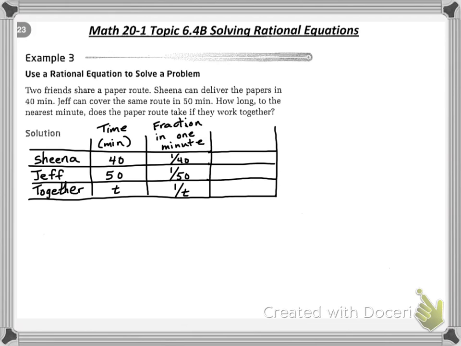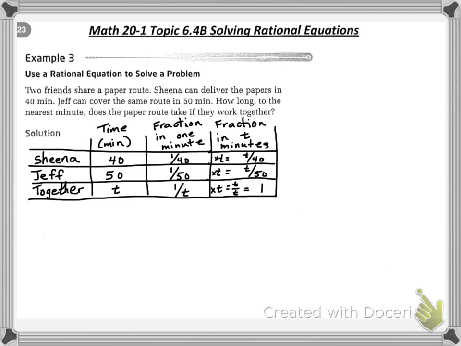Now we're going to multiply by T to figure out how much they complete in T minutes. Well, 1/40 times T is T over 40. Next one, 1/50 times T is T over 50, and 1/T times T is T over T, which is 1. So together it would be 1 job.